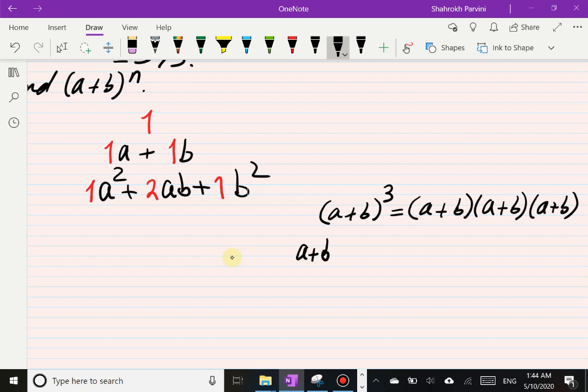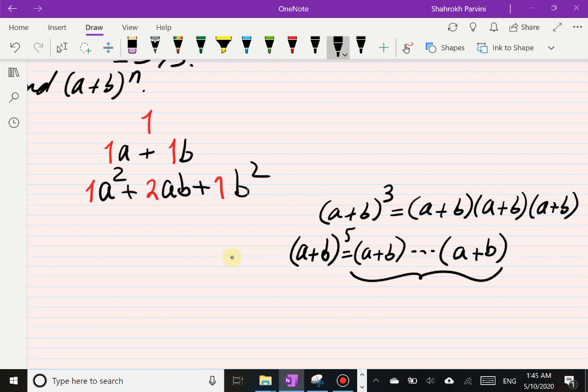Imagine if I want to do a plus b to the fifth power. Now I'm going to go a plus b dot dot dot 5 times, right? Now each time I have to, however I'm going to do this, it's going to take a long time trying to multiply these out. Now, but suppose I did on a piece of paper. I went ahead and multiplied these out.